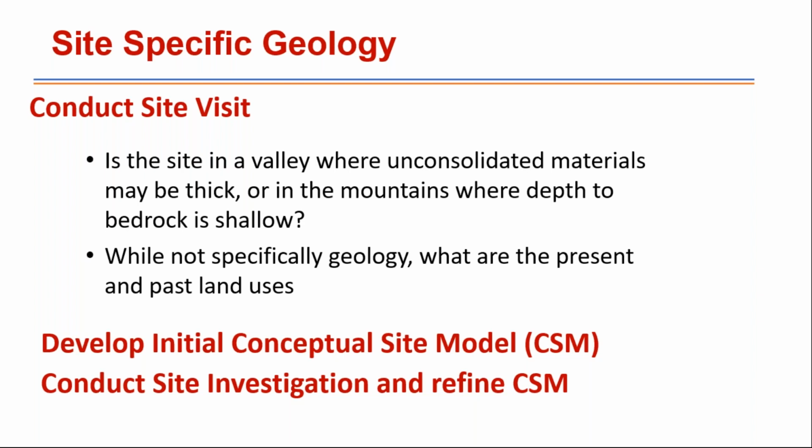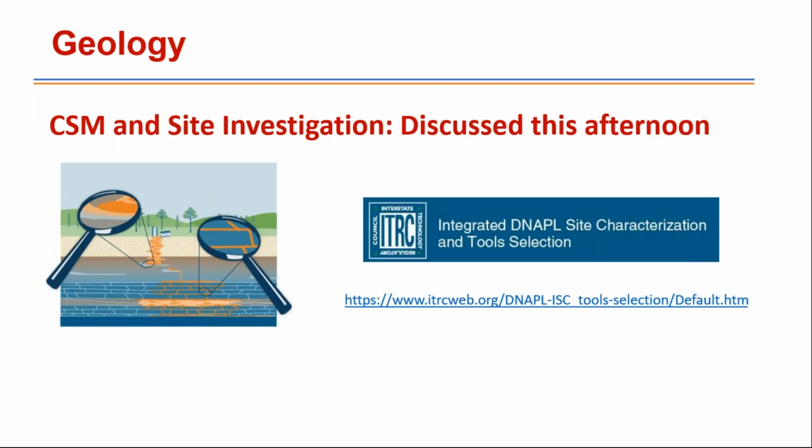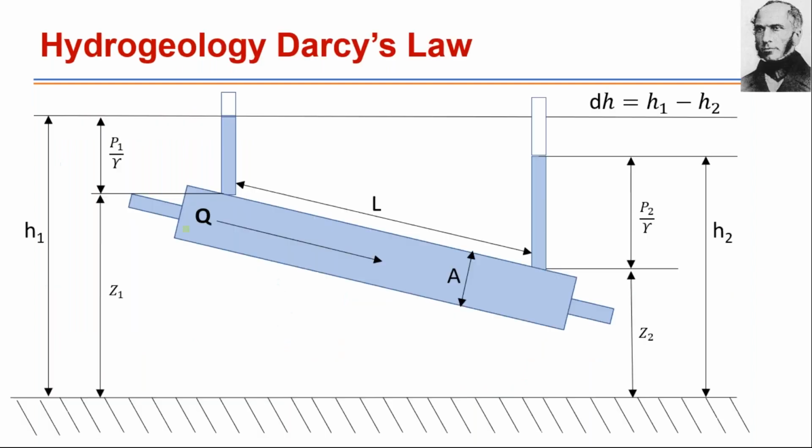It's going to give you a better idea if it's thick, or if you see bedrock, you know it's shallow. With that specific geology, you then start, again, looking at present and past land uses. You can see the present, which gives you an idea where water lines are. Also look at the historical information and figure out what the past land uses were. And then you start to develop your initial conceptual site model, and you conduct your site investigation to refine your CSM. We do talk more about the CSM later. We'll discuss this in the next module.